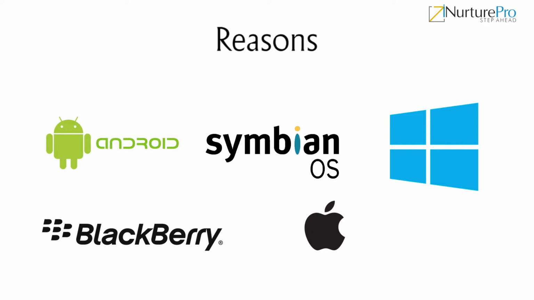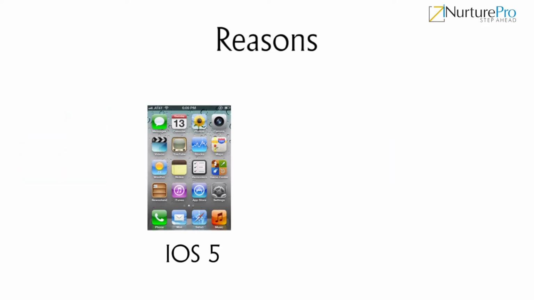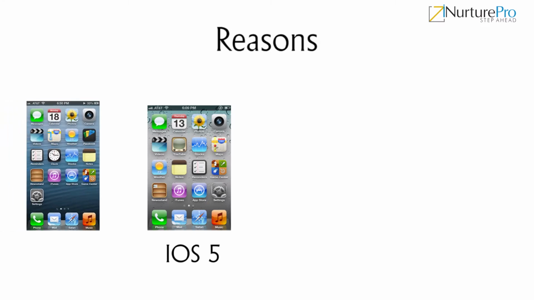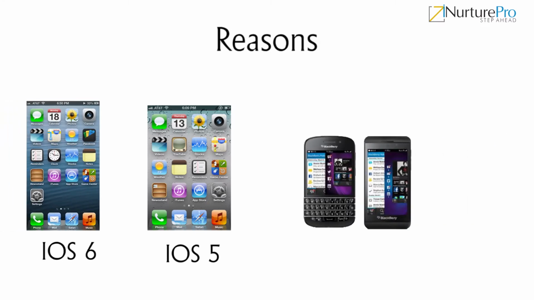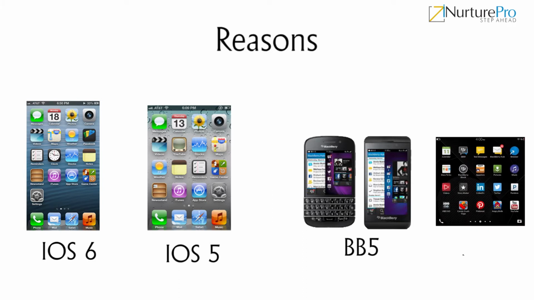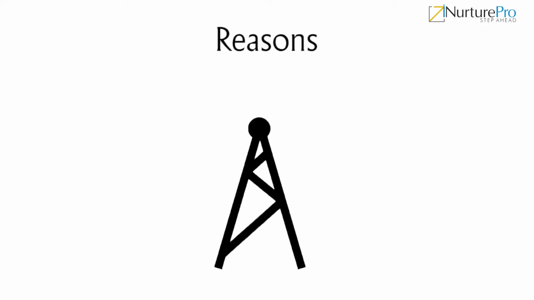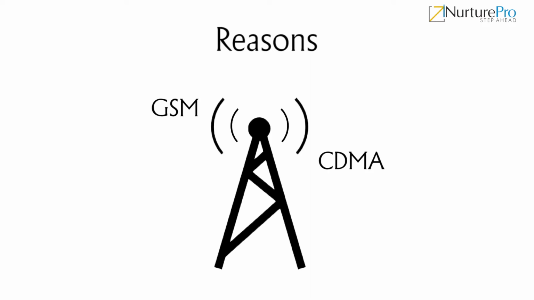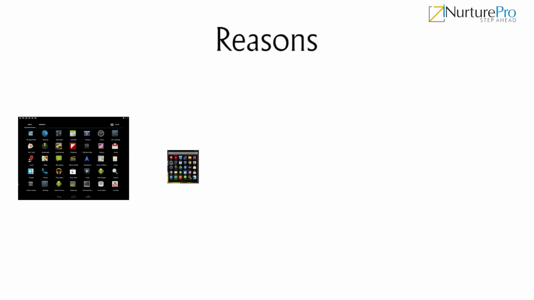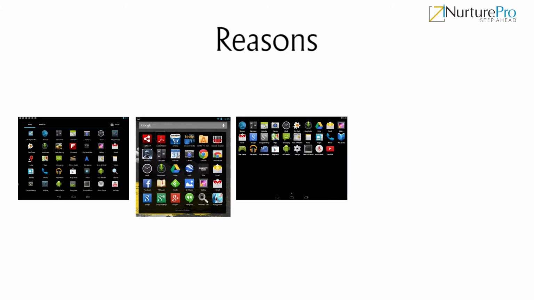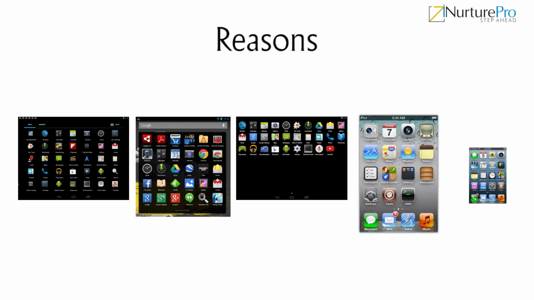The mobile operating system falls into different versions, like iOS 5.x, iOS 6.x, BB5.x, BB6.x, etc. There are various mobile network operators like GSM and CDMA. The mobile application has very frequent updates, like Android 4.2, 4.3, 4.4, and iOS 5.x, 6.x.